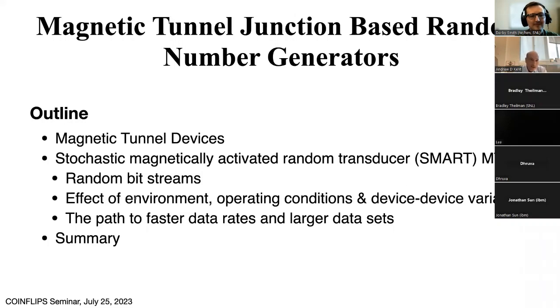I'll talk about how we make random bit streams with this, which could be at close to gigahertz rates in principle. And now it's megahertz rates. And I'll show you the effect of the environment. Basically, we're using magnetic tunnel junctions to convert entropy in the environment into a random bit. So the environment is very important, and understanding its role is important in devices.